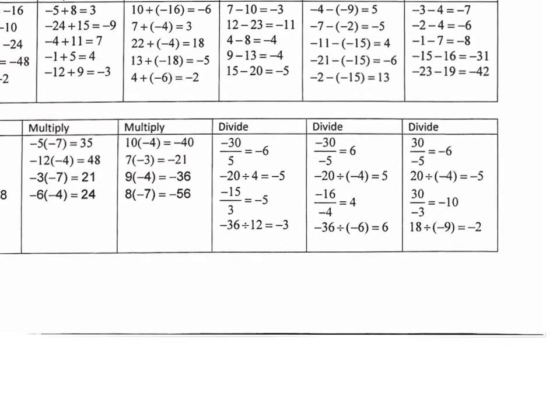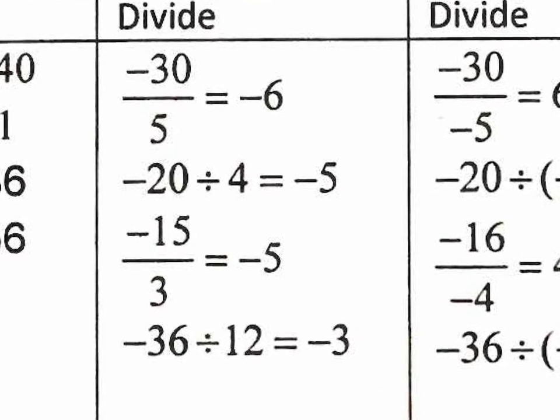Dividing, you could have a fraction. A fraction is really a division problem. So right here I have negative 30 divided by 5. So the signs are different. This one's negative, this one's positive. The answers are going to be negative, and 30 divided by 5 is 6. Or it doesn't have to be written like a fraction. It might be written as a division problem from left to right. Negative 20 divided by positive 4. The signs are different. Your answers are going to be negative.